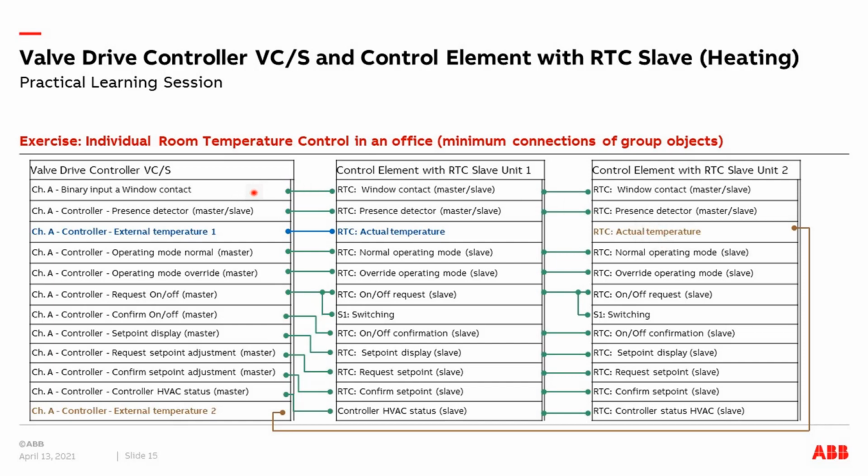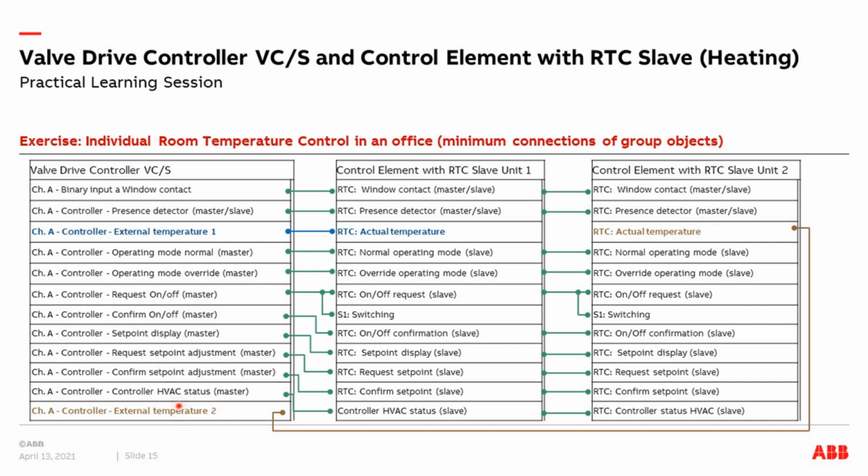Then we link all the objects. You see here, for example, operating mode normal from our master to the first slave, and the same group address also to the second slave. So this is the advantage. If you need more than 1 operating element, you can link the same group addresses, like between master and slave number 1, also to slave number 2. The only thing we have to take care of is our actual temperature.